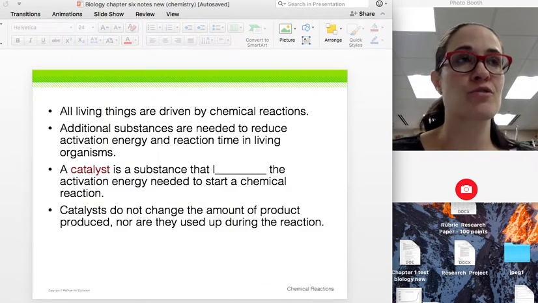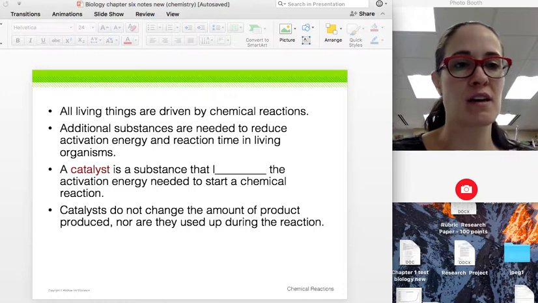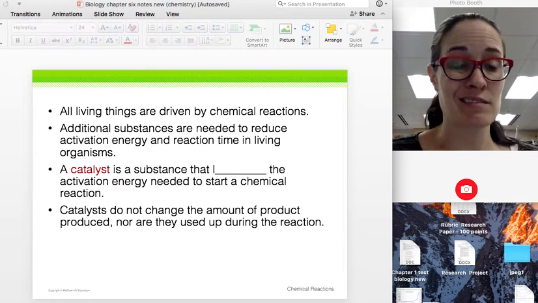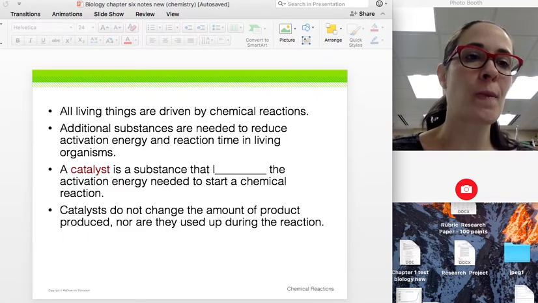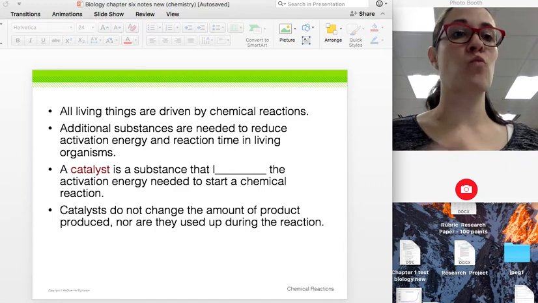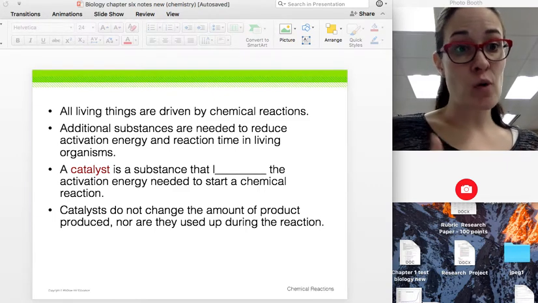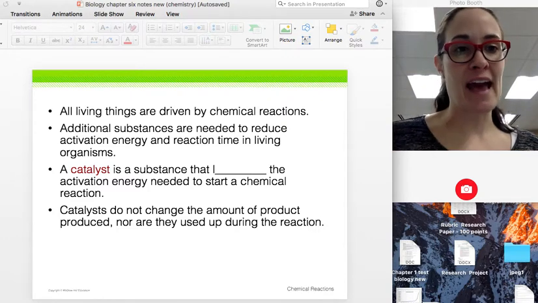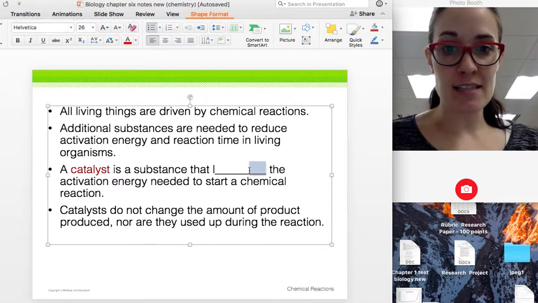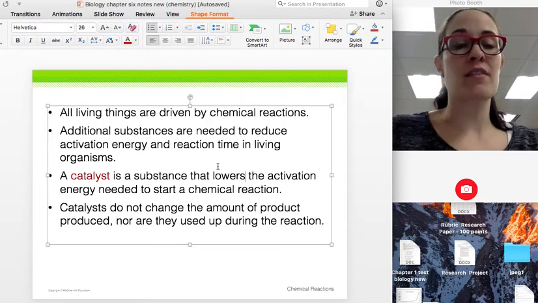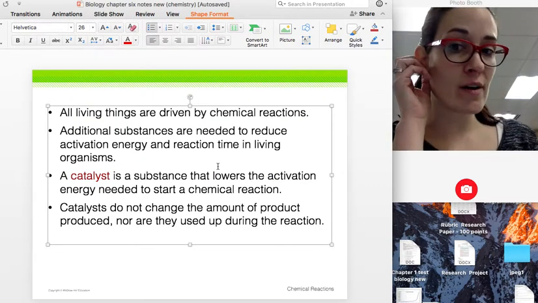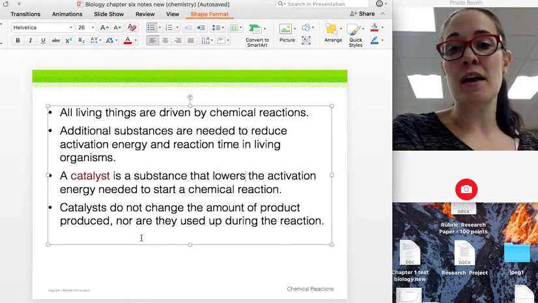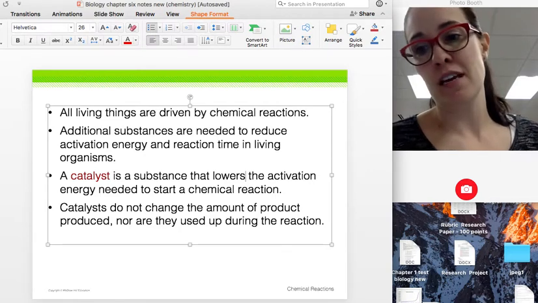All living things are driven by chemical reactions. We do things because chemical reactions are happening in our body. So they're essential to living, to carrying on. So to make our bodies, living things, work more efficiently, to require less energy to do the things that we need to do, there are these things called catalysts. A catalyst is any substance that lowers the activation energy needed to start a chemical reaction. They don't affect the amount of product made, and they're not used up in a chemical reaction.